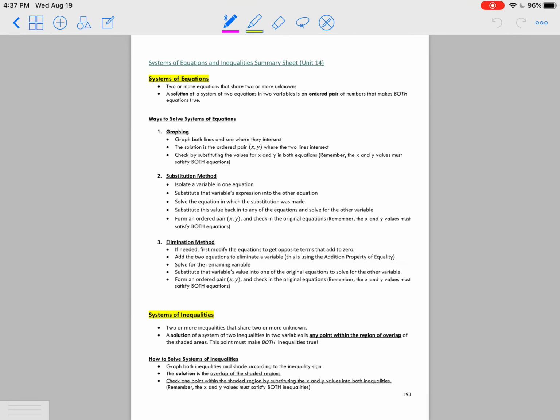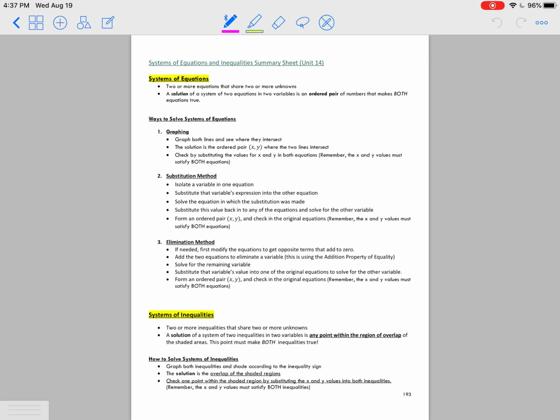Hello again. So in this video, we are on a new topic, and that is systems of equations and inequalities. And the first thing that I wanted to show you guys is one of the additional resource pages that you have in the back of your workbook. It's called Systems of Equations and Inequalities Summary Sheet. I wanted to point this out to you, that it might be helpful to you.